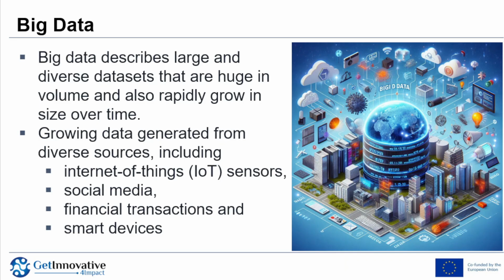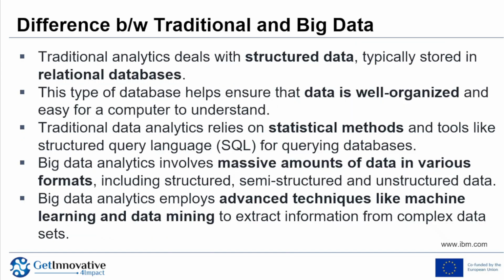When we talk about big data, basically big data describes a large and diverse amount of data sets. It is very huge in volume and rapidly grows in size over time because it proceeds in real time. This growing data is generated from multiple kinds of sources, that could be IoT sensors, social media, financial transactions, and smart devices.